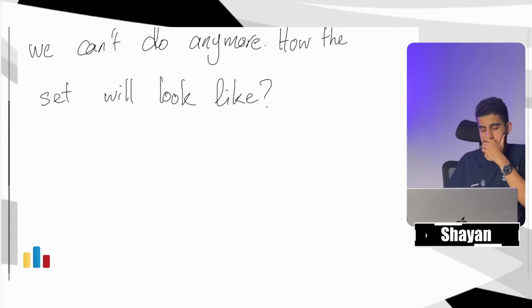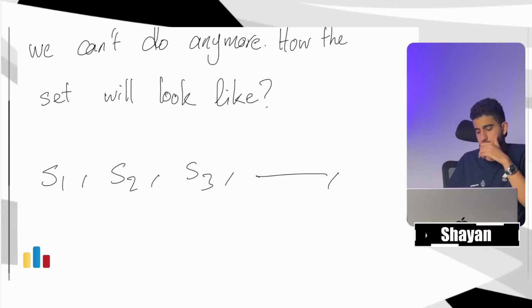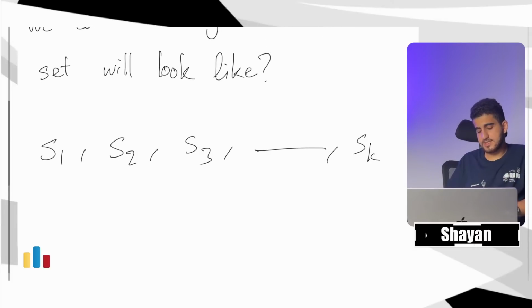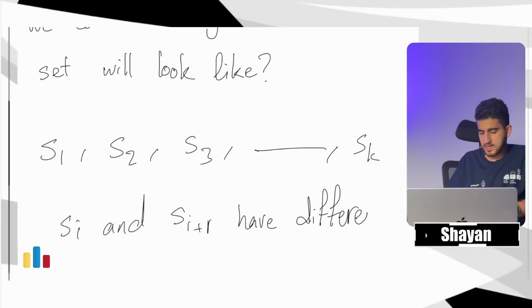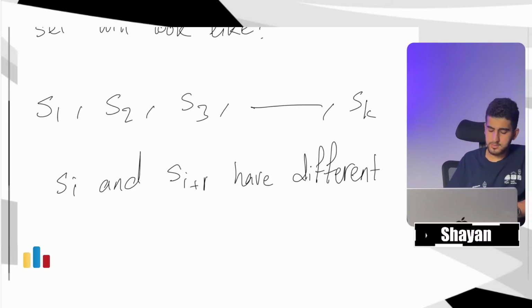Well, let's consider the numbers in the set to be S1, S2, S3 to Sk. The first thing that I can say is that S_i and S_(i+1), for each i, have different parities. This is the first fact that I can say.